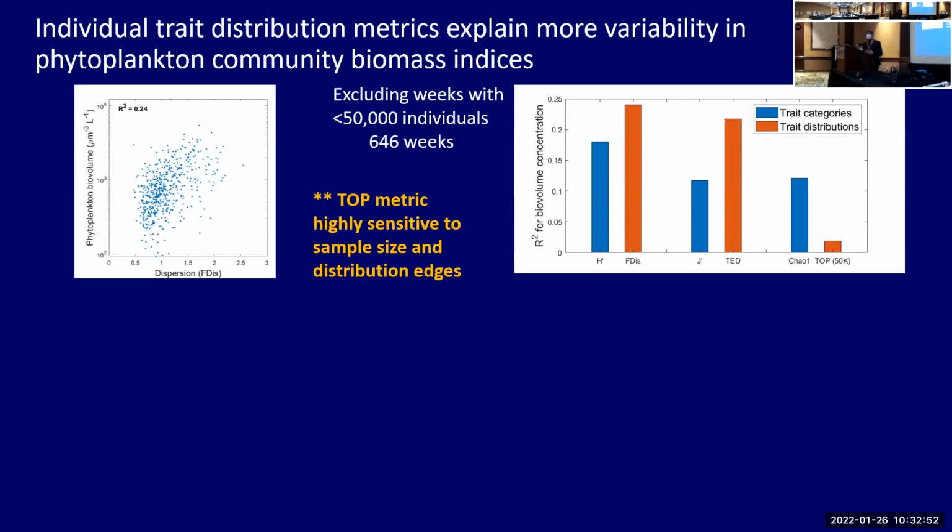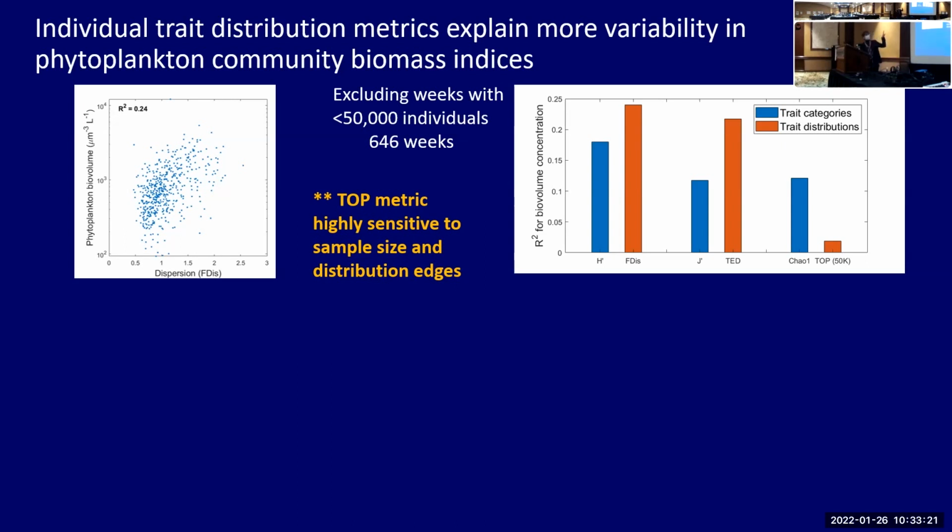A much higher proportion of the variance is explained when we consider the full trait distribution instead of this categorical approach. But then it looks like things break down when we look at the richness metrics. But it turns out this trait onion peeling metric is super sensitive to sample size and the edges of the trait distribution. That's a bit by design, but it leads to, I think, some real challenges with real data.